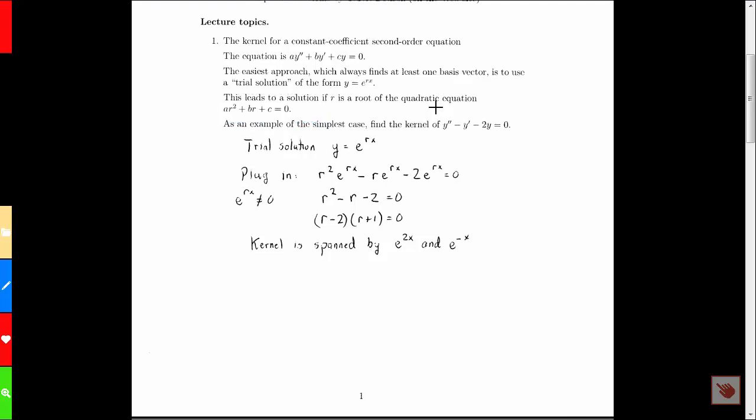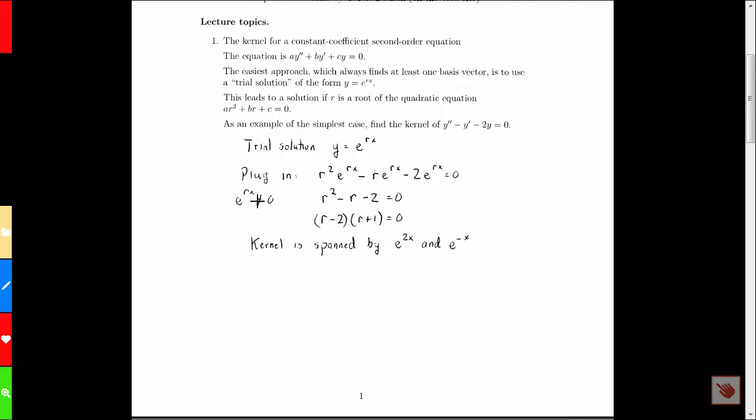So let's try this out on a very simple case. Y double prime minus y prime minus 2y equals 0. Plug in our trial solution. It's easy to differentiate that any number of times. The second derivative is r squared e to the rx. Y prime is r e to the rx, and y, of course, is e to the rx.